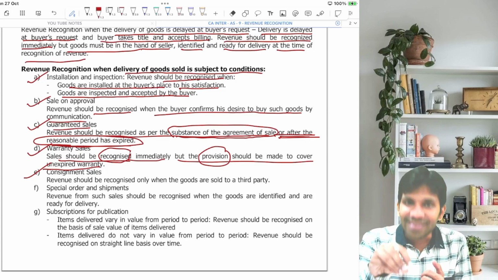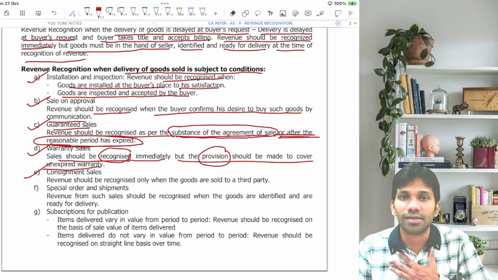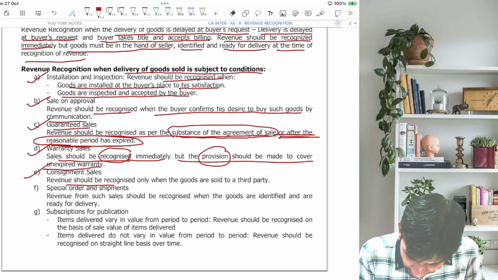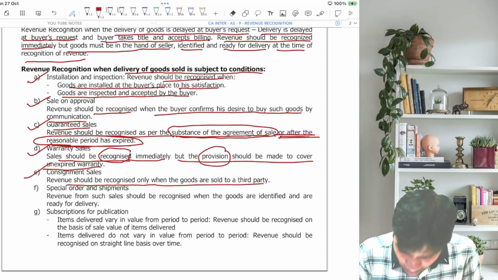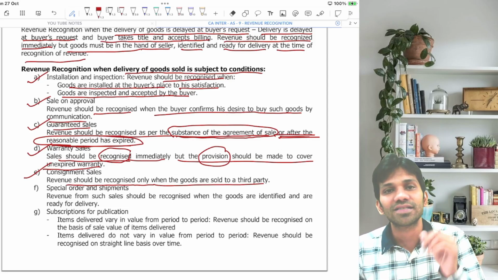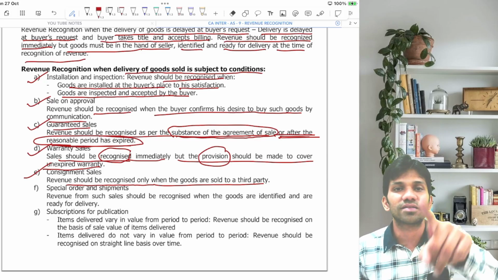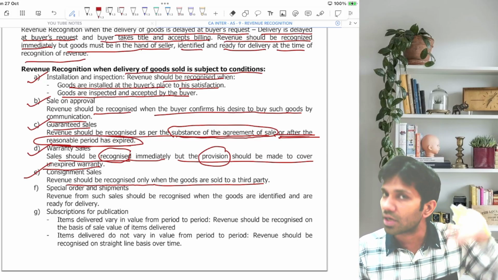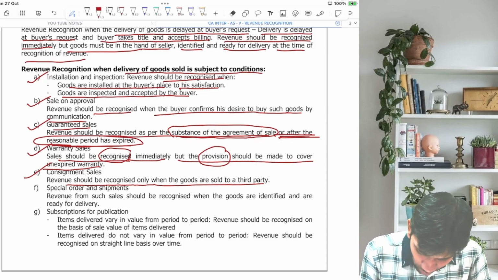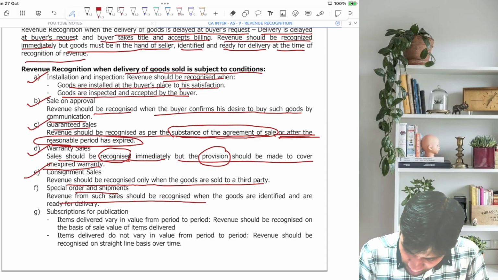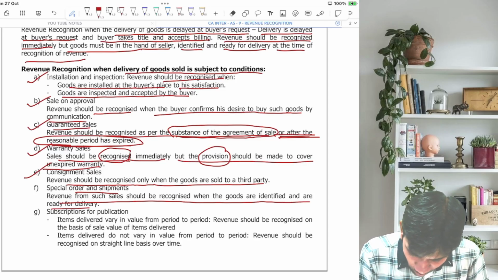So in case of consignment sales, when should I recognize the revenue? Revenue should be recognized only when the goods are sold to a third party. I should recognize the revenue only when you give me a confirmation that so and so quantity of goods are sold to customers. Fine. Special order and shipments: revenue from such sales should be recognized when the goods are identified and ready for delivery.